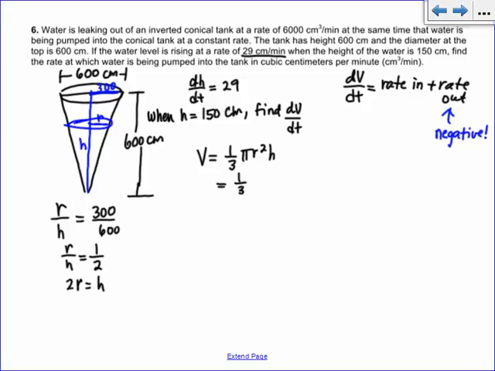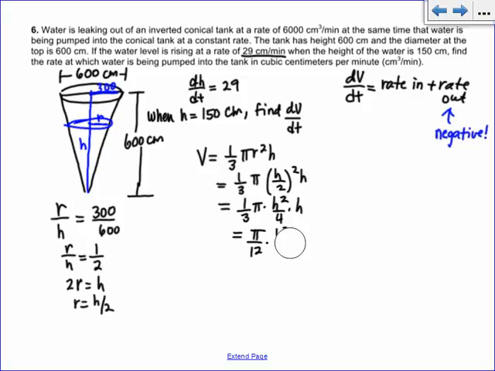So we want the height, right? The water level is rising at a rate of 29 centimeters per minute when the height is 150. Sometimes you have both things, and then you kind of have to play with it after you're plugging things in. Remember how you can always take the derivative here and say 2 dr over dt equals dh over dt. So you could always do that if you weren't given all the h's or all the r's. So we have pi, r is h over 2. So we end up getting 1/3 pi h squared over 4 times h. So pi over 12 h cubed.